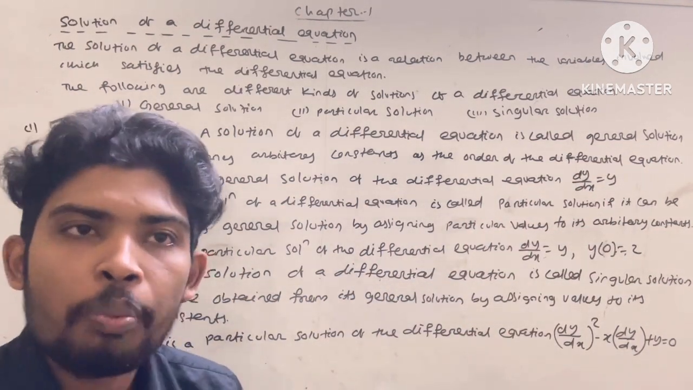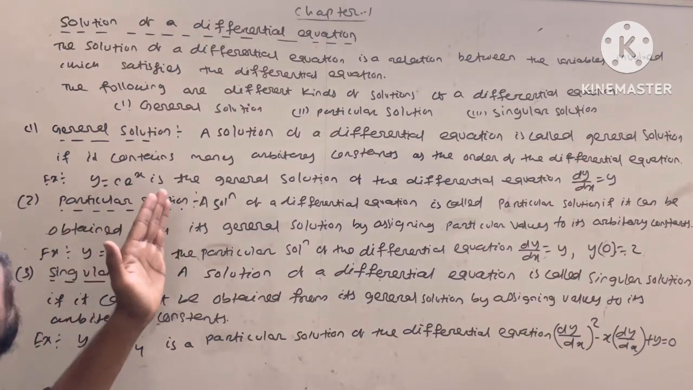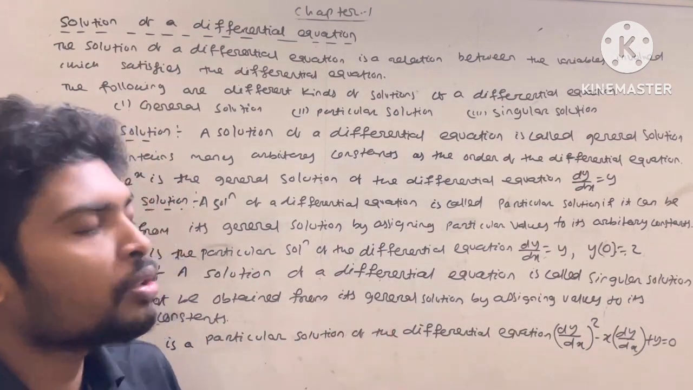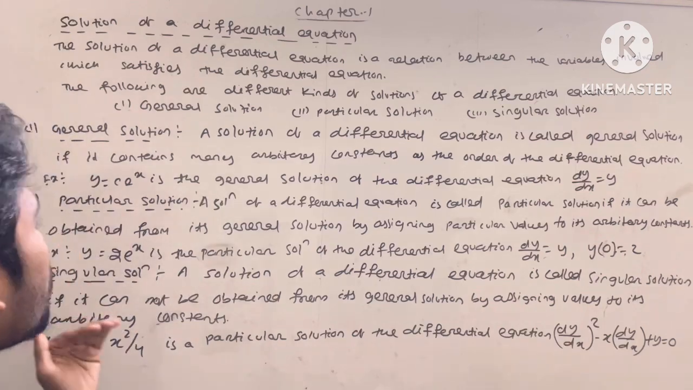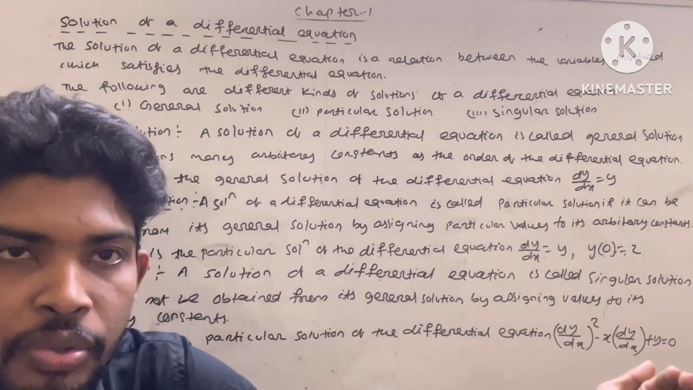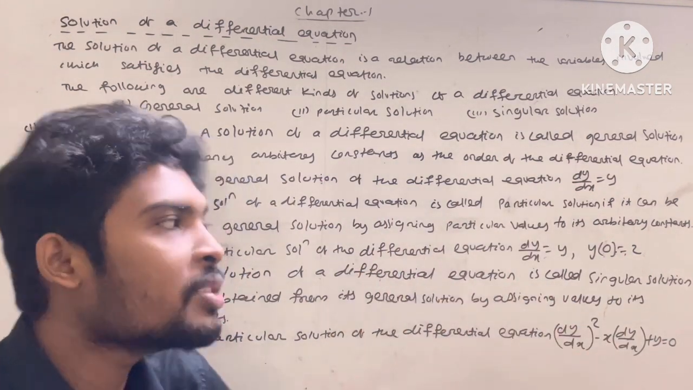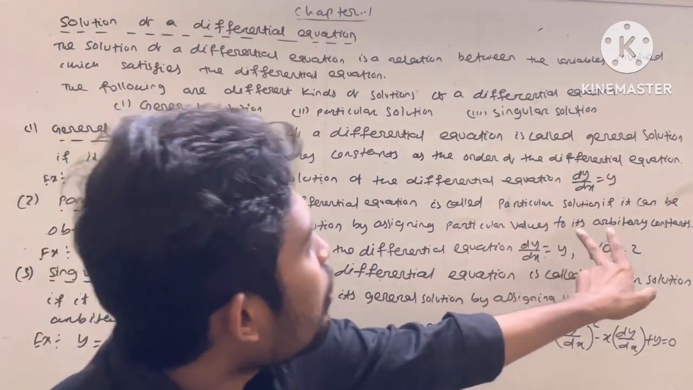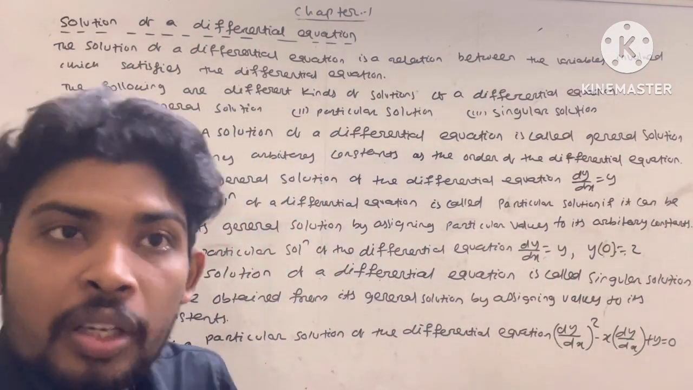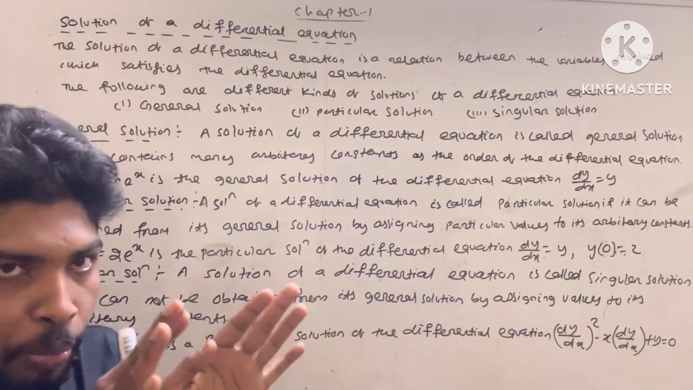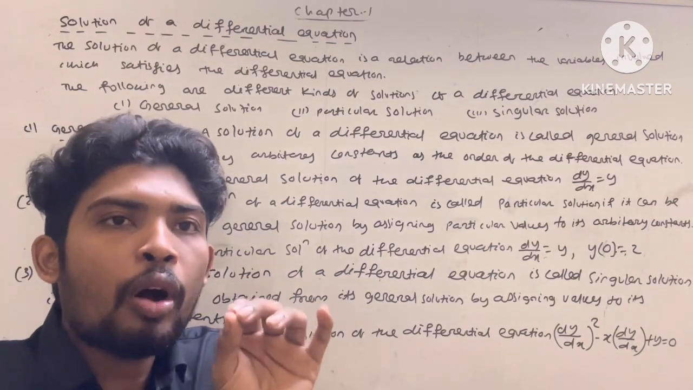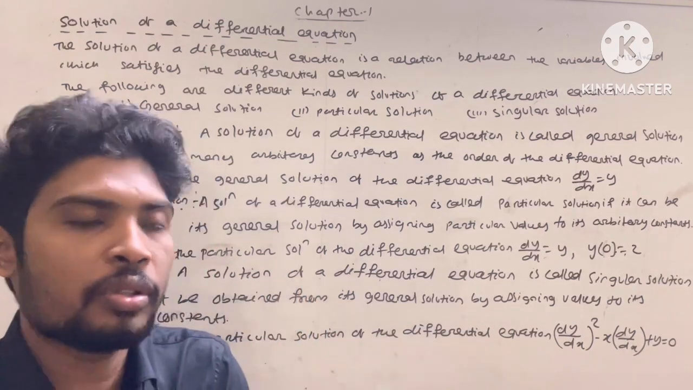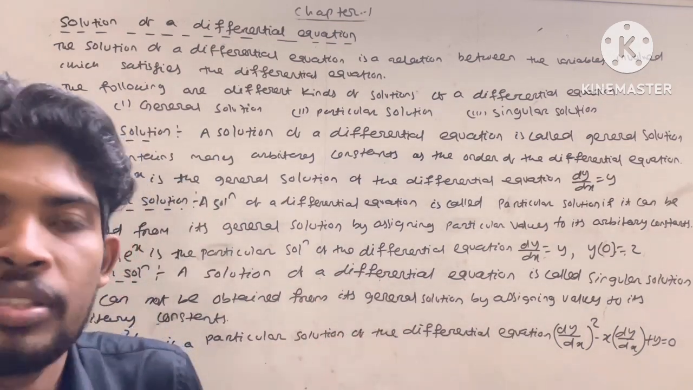Then we have to know about the particular solution. So what is particular solution? A solution of a differential equation is called particular solution if it can be obtained from its general solution by assigning particular values to its arbitrary constants. That means the particular solution is obtained from the general solution by assigning suitable values to its arbitrary constants.